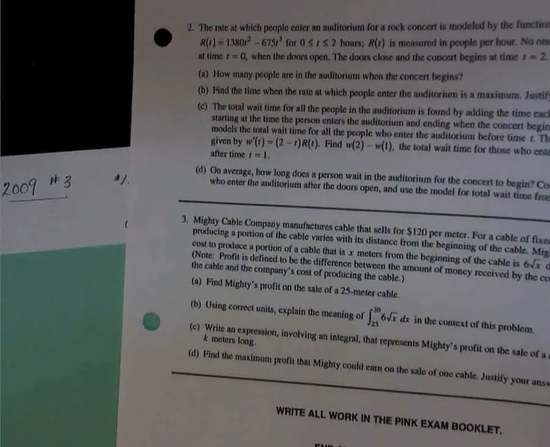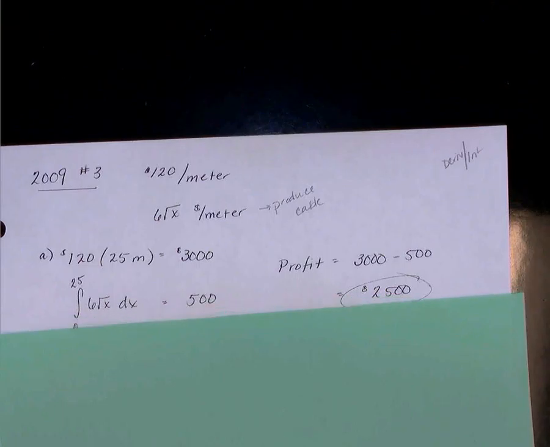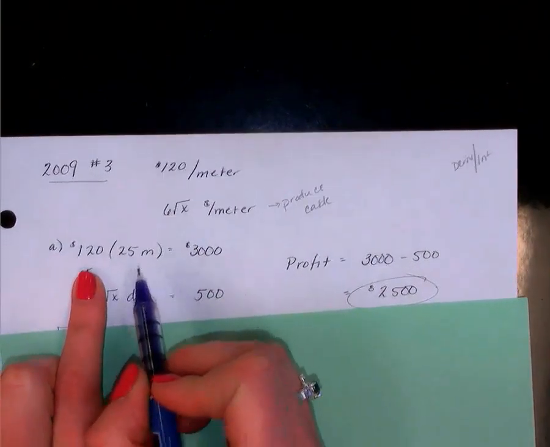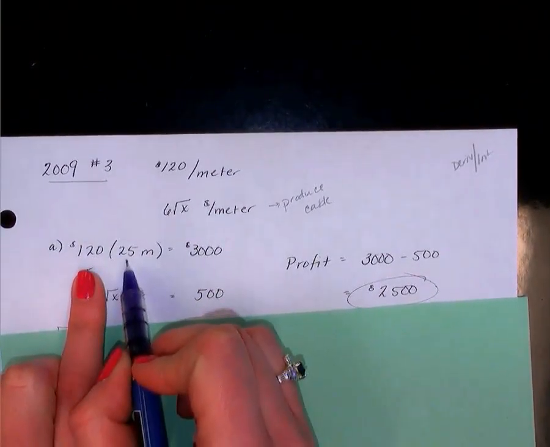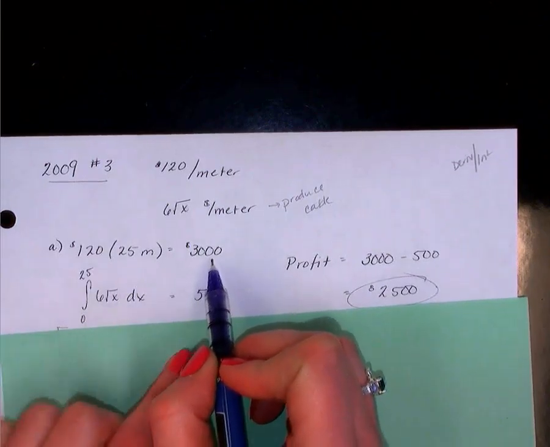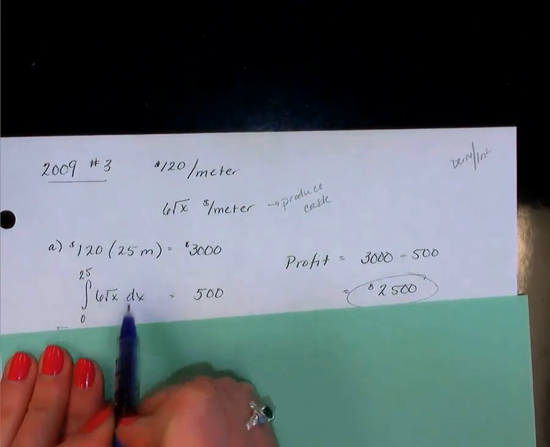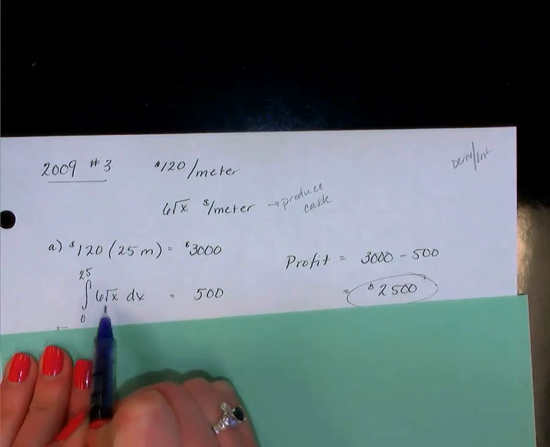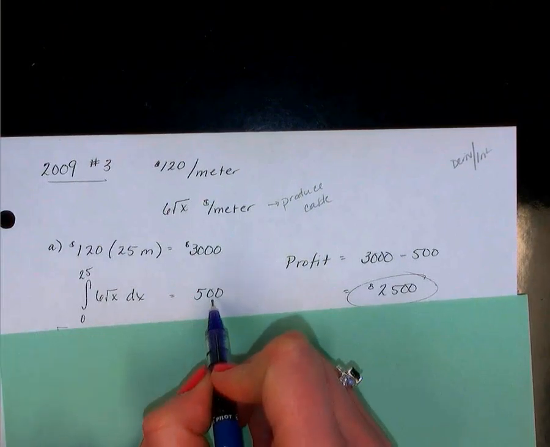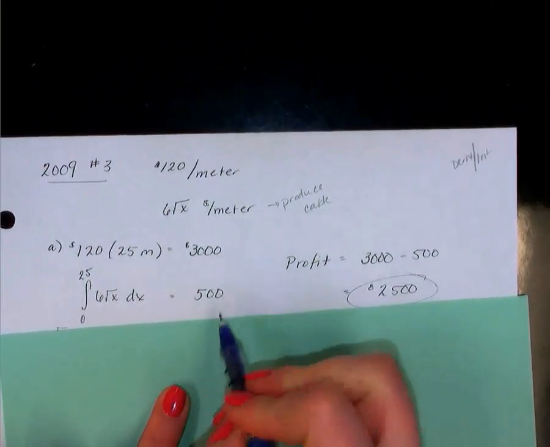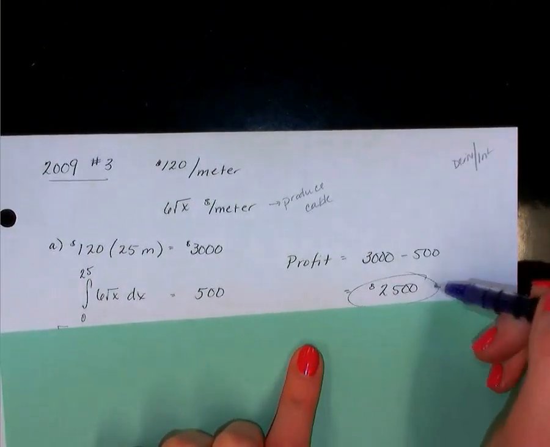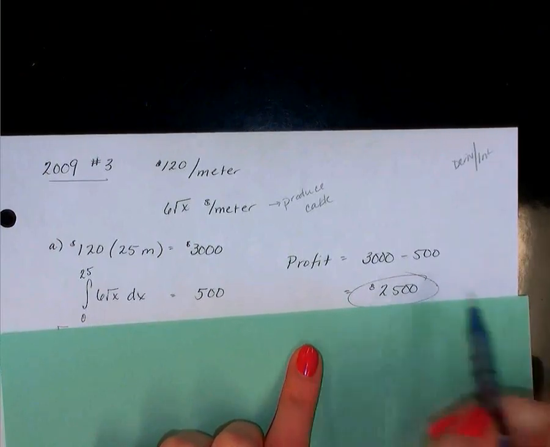If I want to find the profit of a 25 meter cable, what I want to do for part A, I want to find how much we are going to sell it for. So $120 times the 25 meters, the length, total of $3,000 that it will cost to sell the cable. Now this integral, if I integrate the rate that it costs to produce it, I'm going to get the total cost in producing the cable. So to find the profit, it's just the difference of the two. So the answer to part A, $2,500.